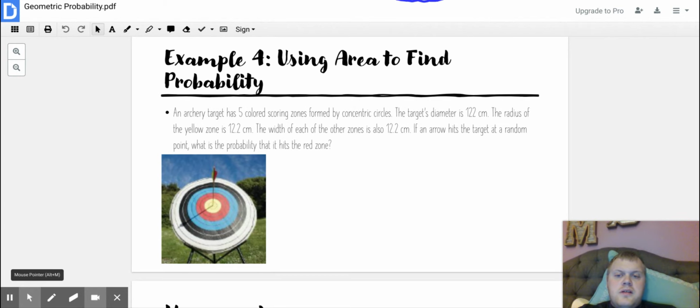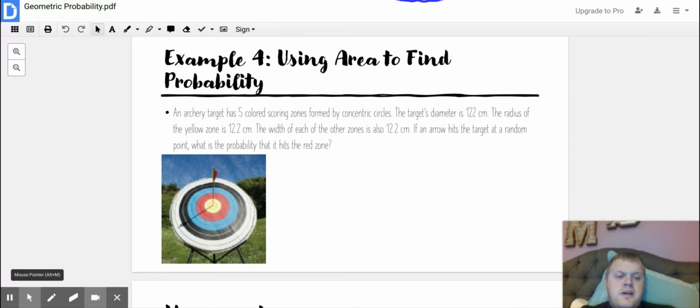The radius of the yellow zone is 12.2 centimeters. So from the center to the yellow zone is 12.2 centimeters. The width of each other zone is also 12.2 centimeters. So that means as you continue building out, you're just going to continue adding 12.2 on. So from that center over to the red would be 12.2 plus 12.2. If you went out to the blue, then you'd be 12.2 times 3 and so forth. If an arrow hits the target at a random point, what is the probability that it hits the red zone?